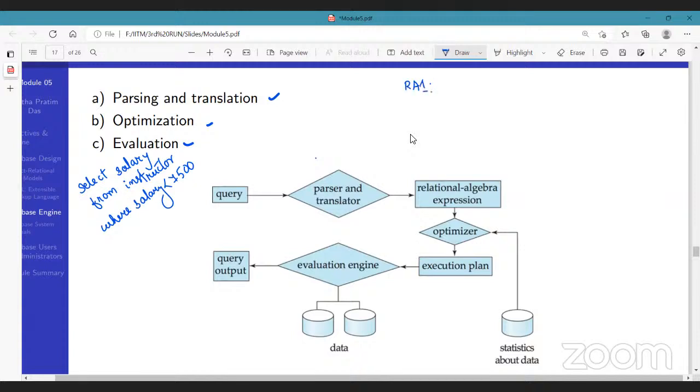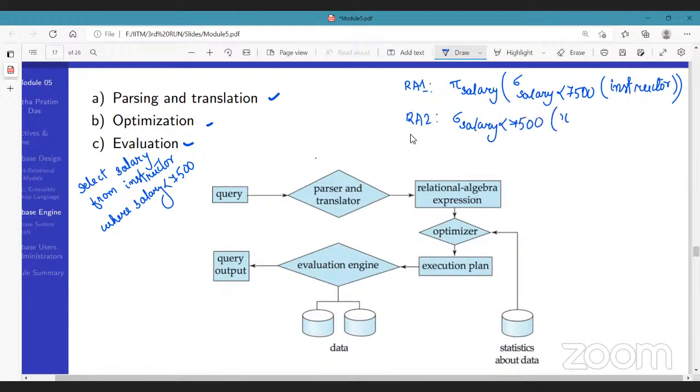The first relational algebra expression would look like this. You don't need to worry about the relational algebra expressions right now, because we will be discussing them in more detail in week 4. Right now you can just look at it as an overview. So we have select salary less than 7500 on instructor, and then projection on salary. This is one of the relational algebra expressions generated. There can be one more expression, and there can be other ways as well. Right now, let us focus on these two.